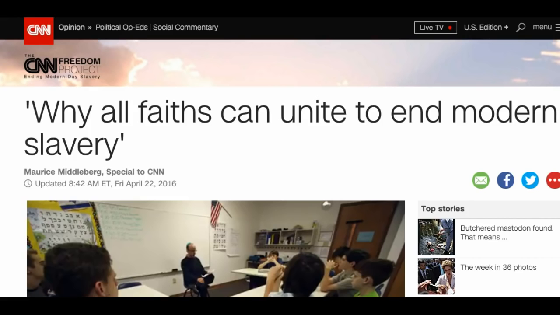Now, I'm not going to go over all of this in its entirety, but it says why all faiths can unite to end modern slavery, because that is what they're trying to do. Problem, reaction, solution. And what is the Pope and the papacy trying to do? Unite all faiths to end modern slavery. What does that sound like? One world religion. New world religion is what they are doing.